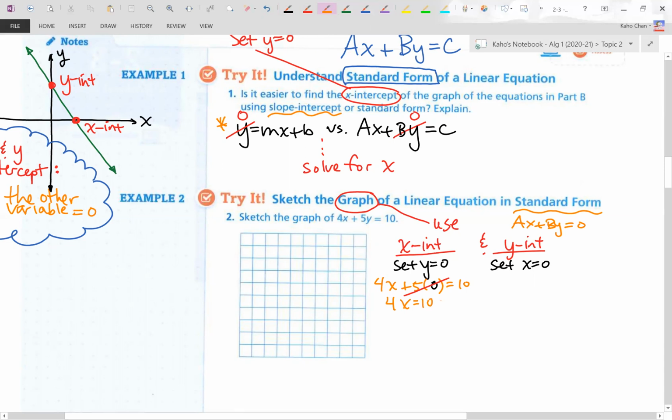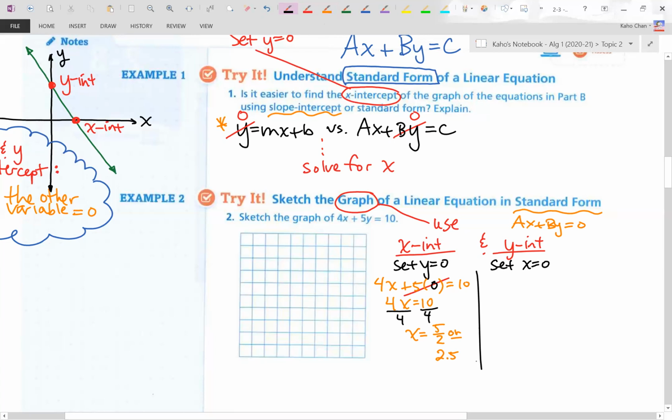Let's divide by 4 to both sides. That will now give me an actual number. In this case, it's 10 over 4, which reduces to 5 halves. Or if you want to do it with decimals, 2.5. Great. We'll keep that in mind when we're trying to set up our axes.